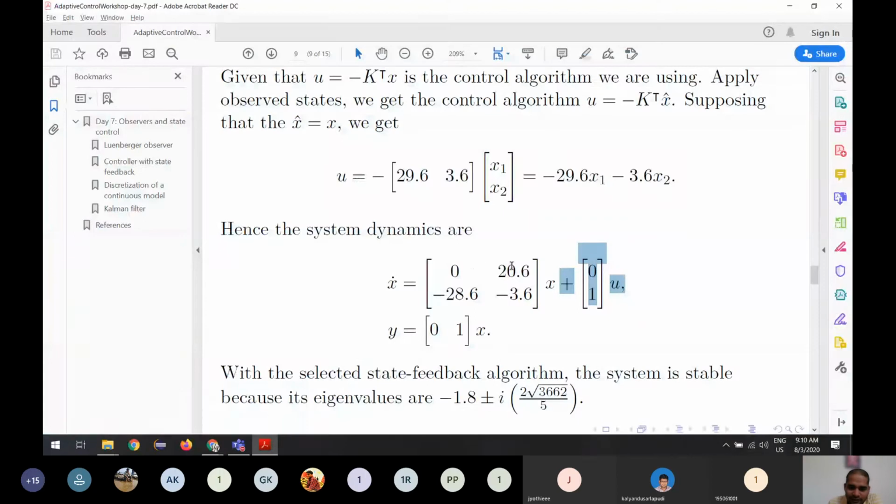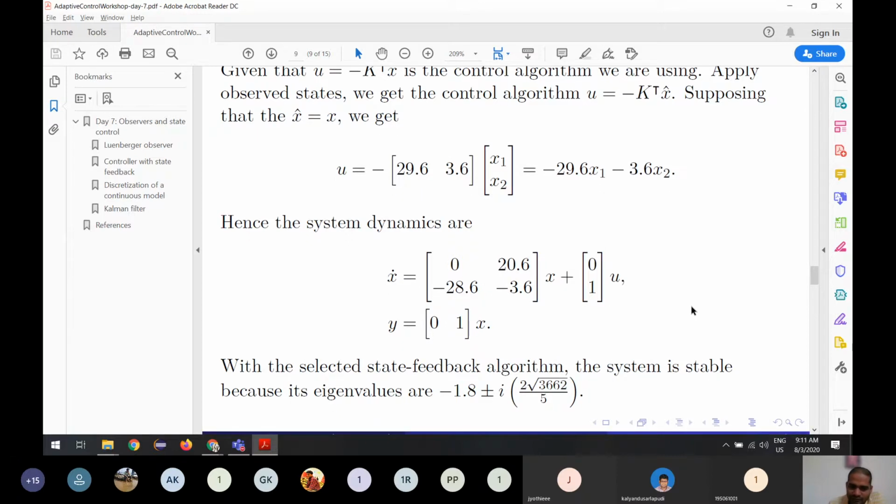we can say what the eigenvalues for this system are. The eigenvalues are minus 1.8 plus or minus, we have an imaginary term as well, plus or minus 2 root 3662 divided by 5. Here we can see the imaginary value always has positive and negative when we find eigenvalues. What we are more interested in is the real part of the eigenvalues. The real part is always negative, minus 1.8. The negative value gives us assurance that the system is stable.